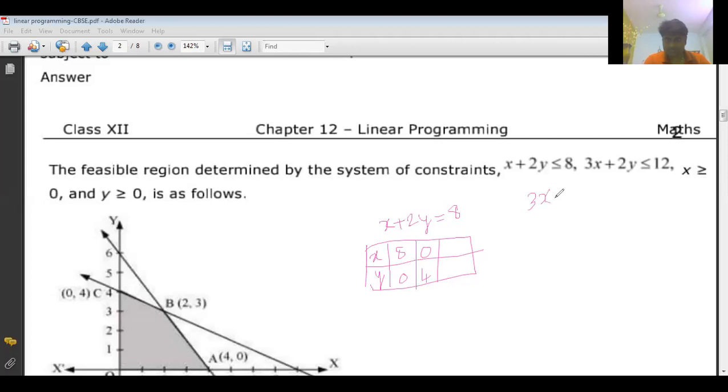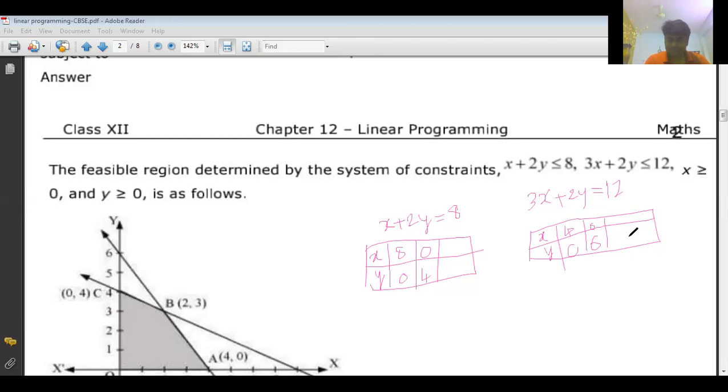So 3x plus 2y equals 12. Now we can go for taking those table values. Take x, y. If you take y value 0, what is the x value? 4. 3 fours are 12, correct or not? If you take x value 0, then 2 times how much is 12? 6. So 0 comma 6.